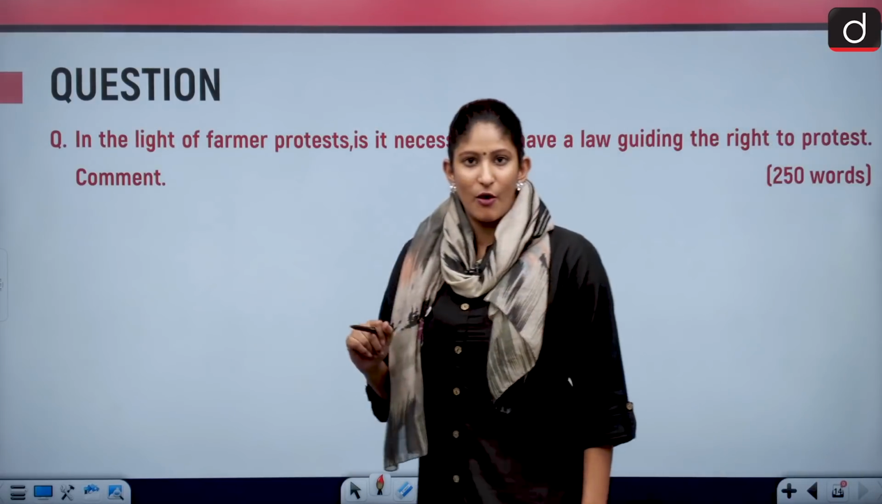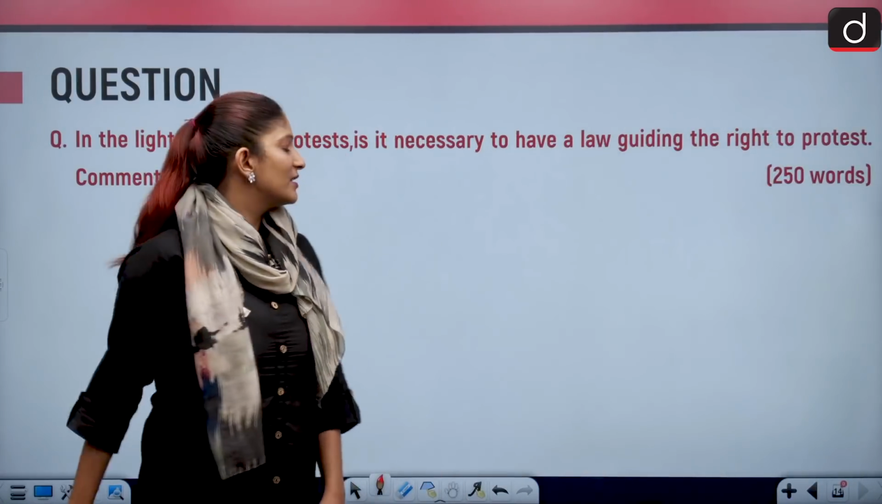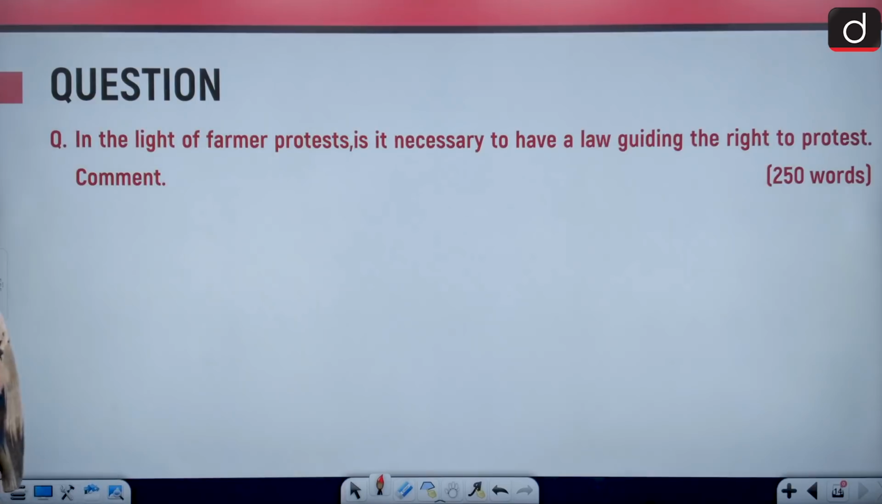So let's have a look at the main question. Do write it, all right? So in the light of farmer protests, is it necessary to have a law guiding the right to protest? Comment in 250 words, okay?